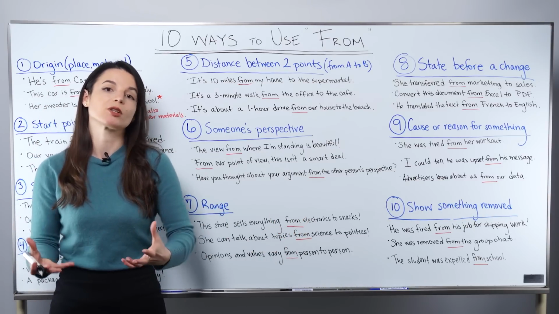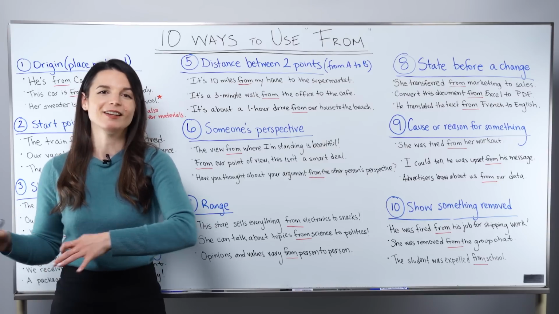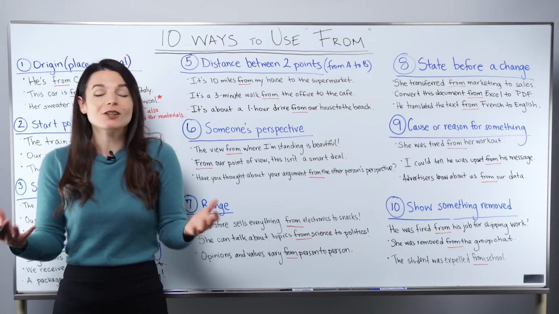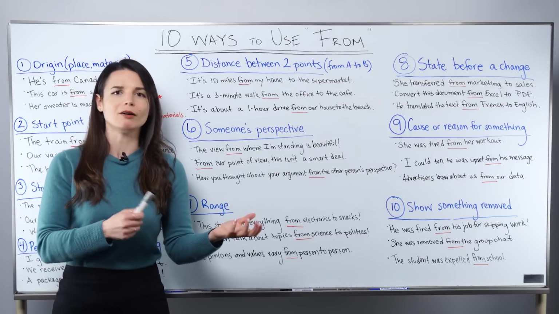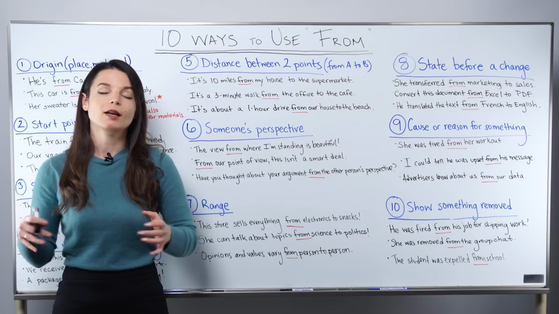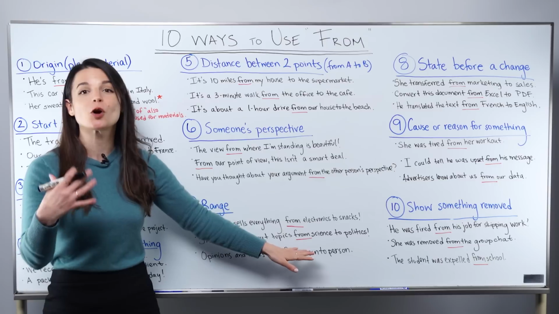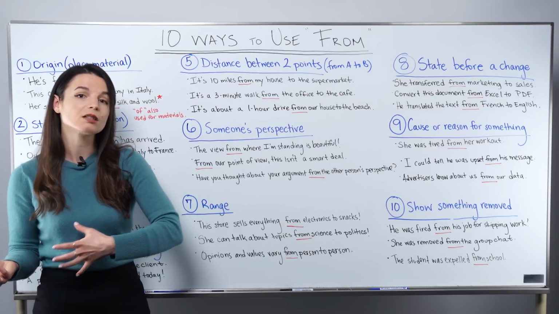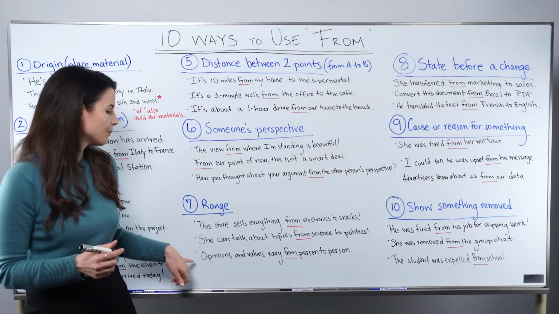We want to show this person has a range of conversation topics. So we pick science on one side and politics on the other. Of course, you could change this. You could say, she can talk about topics from pop culture to art, or whatever you think is interesting. The key here is we use range, or we use from in this way to show the range of someone's capabilities or of a store's products and so on. Let's look at one more example.